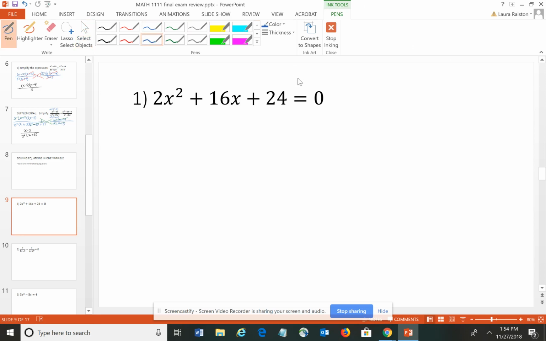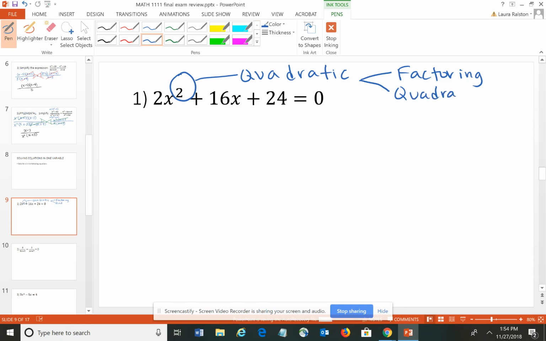I immediately notice as I'm looking at this problem that I have this square. And if you remember, when you have a square, this is called a quadratic. Typically for a quadratic, we have the option of factoring, or we have the option to use the quadratic formula. Now, the quadratic formula is one that's given to you in the formula list at the beginning of the final. So if you want to go that route, that's fine.